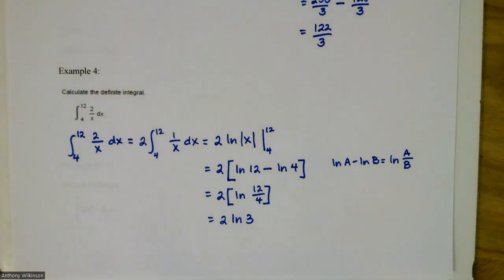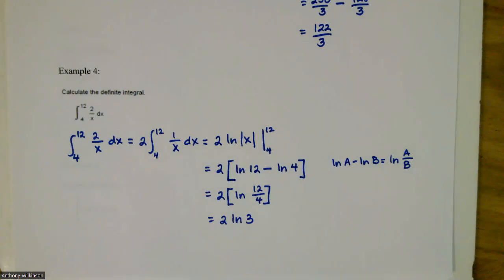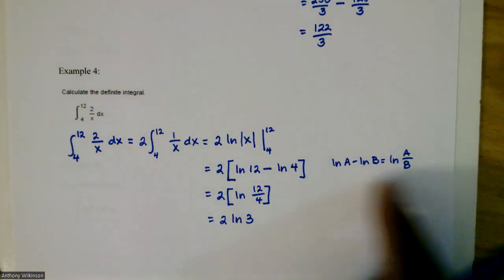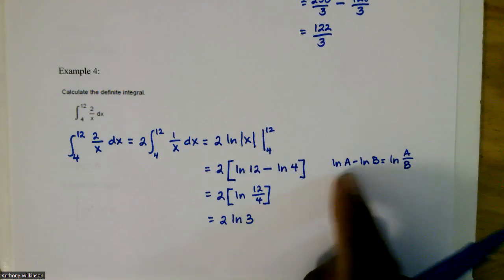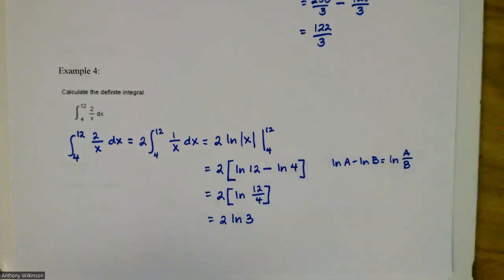Okay. Now you might need to check back with some of the videos in chapter 1 when we were talking about logarithms. And we talked about one of these properties here. The difference of their natural logarithms can be condensed as a natural log of the quotient using the quotient rule.